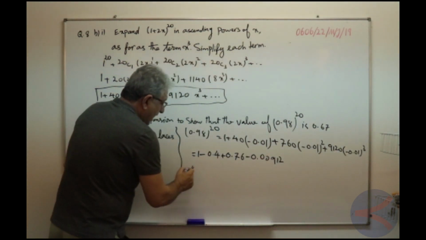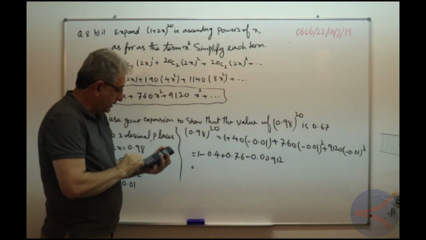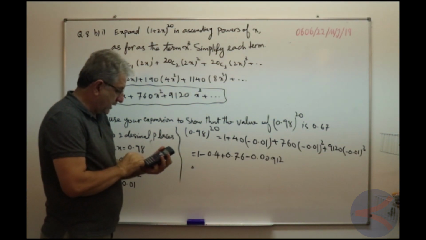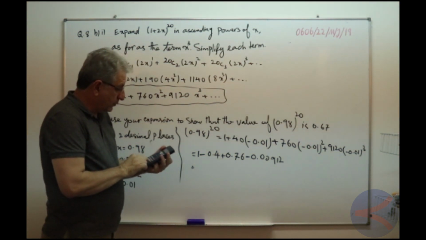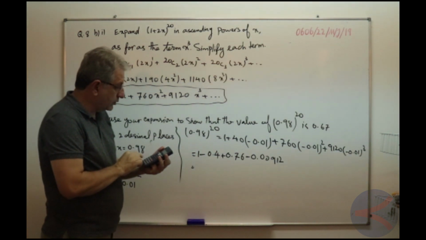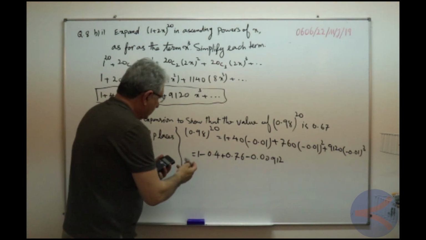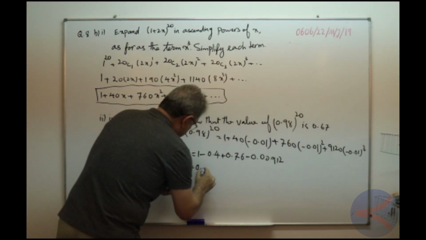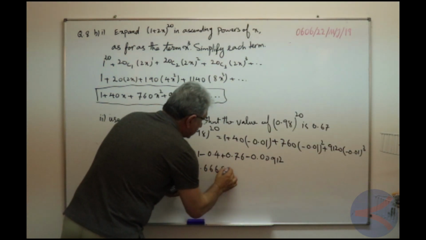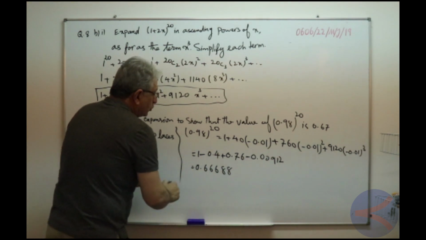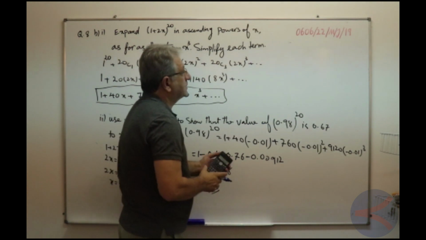Okay, now just add them, put them in the calculator and see what you get. 1 minus 0.4 plus 0.076 minus 0.00912. You are going to get 0.66688. Correct to 2 decimal places, it is equal to 0.67. Therefore we got the answer.